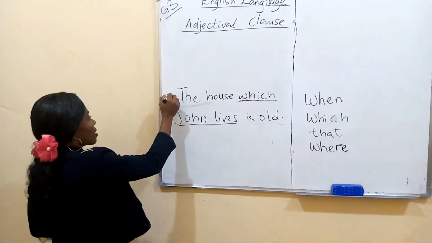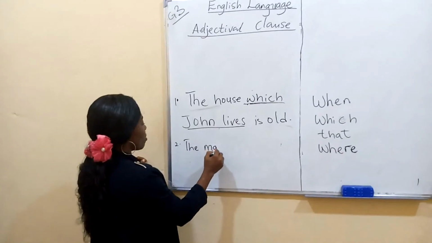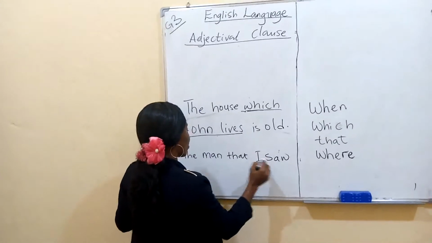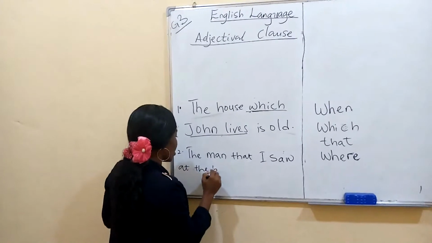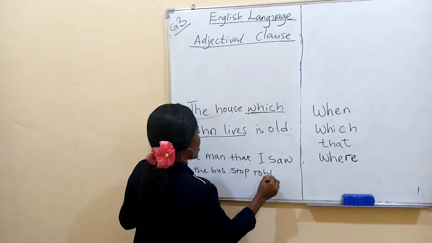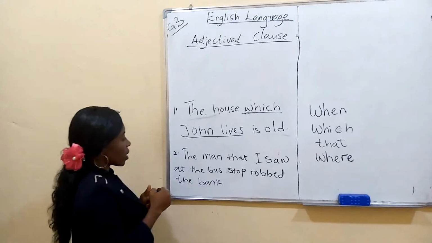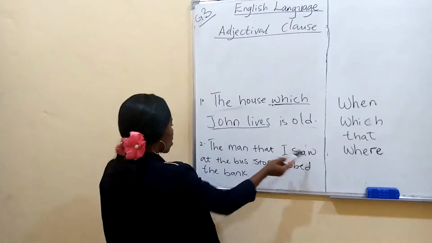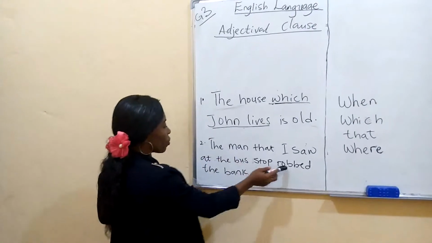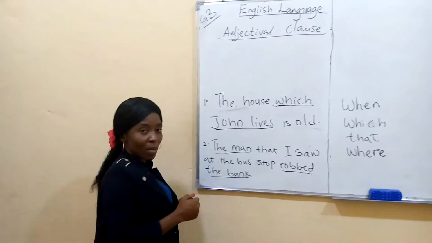Alright, the next we are going to look at another example. So we'll take this as example 1. Alright, example 2. The man that I saw at the bus stop robbed the bank. So what do we have here? The man that I saw at the bus stop robbed the bank. So we would have just said the man robbed the bank. If we decide to say our sentence is the man robbed the bank, it will still make sense.